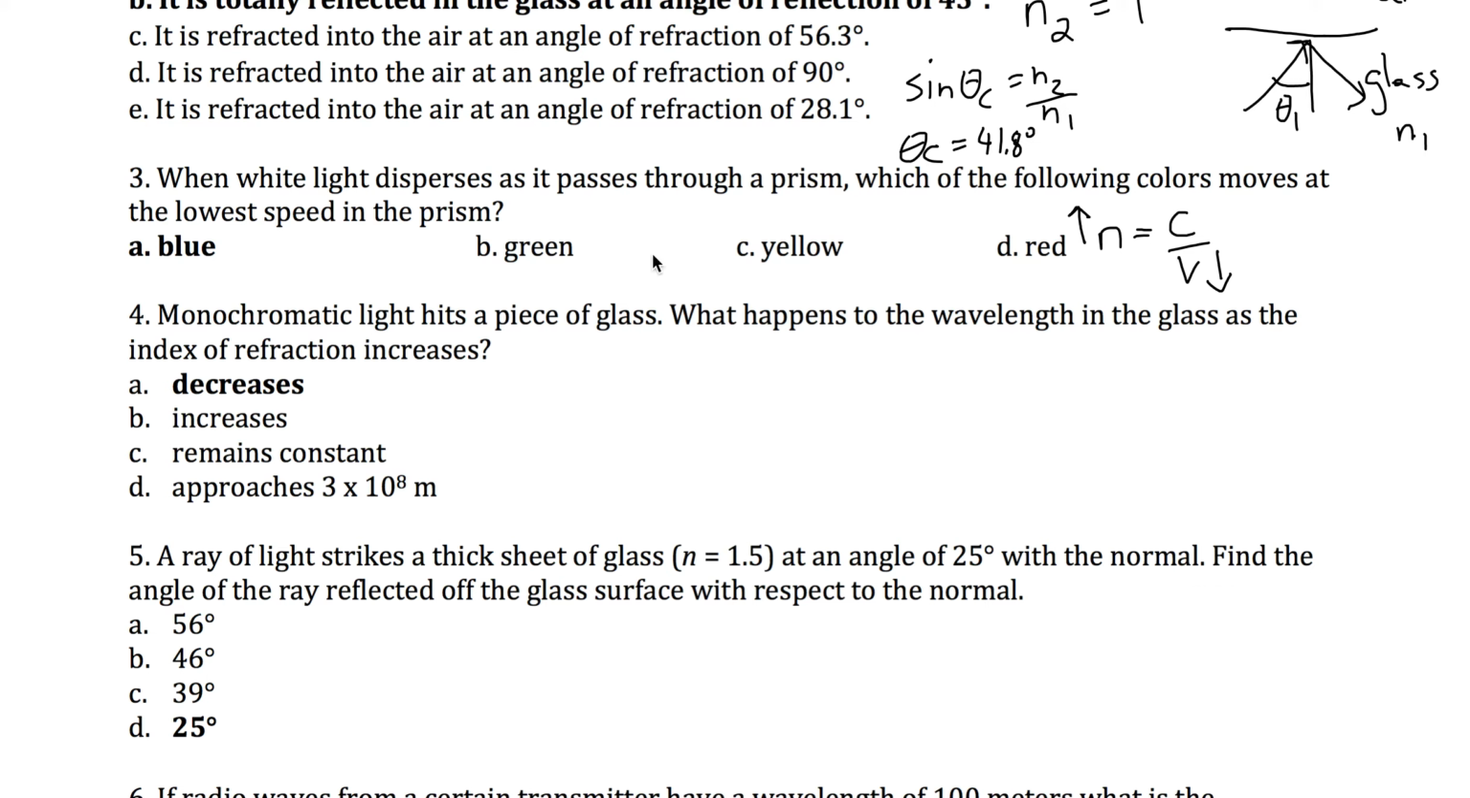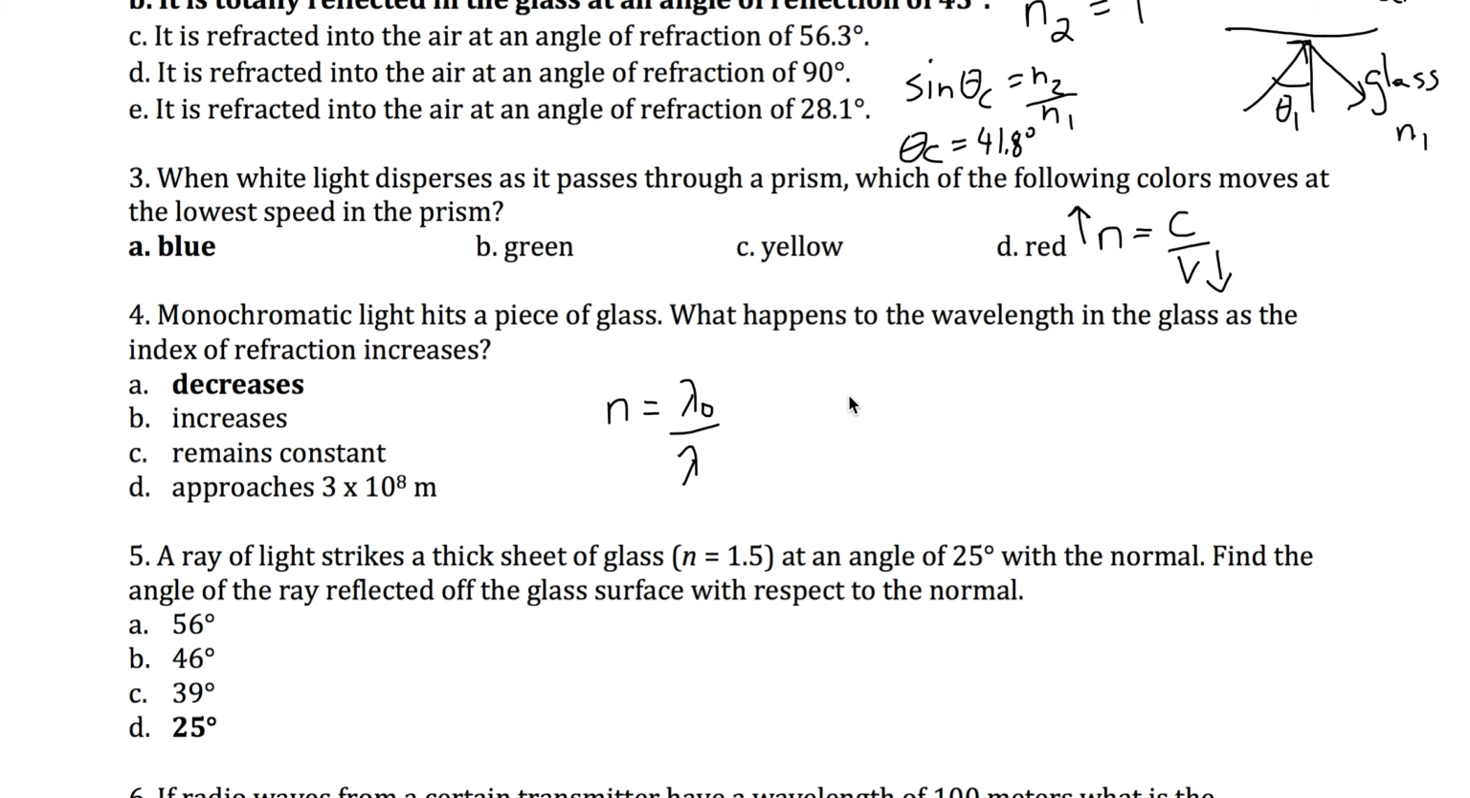Number 4, so monochromatic light hits a piece of glass. What happens to the wavelength in the glass as the index of refraction increases? So the index of refraction is related to the wavelength of the light in vacuum divided by the wavelength of the light in the medium.